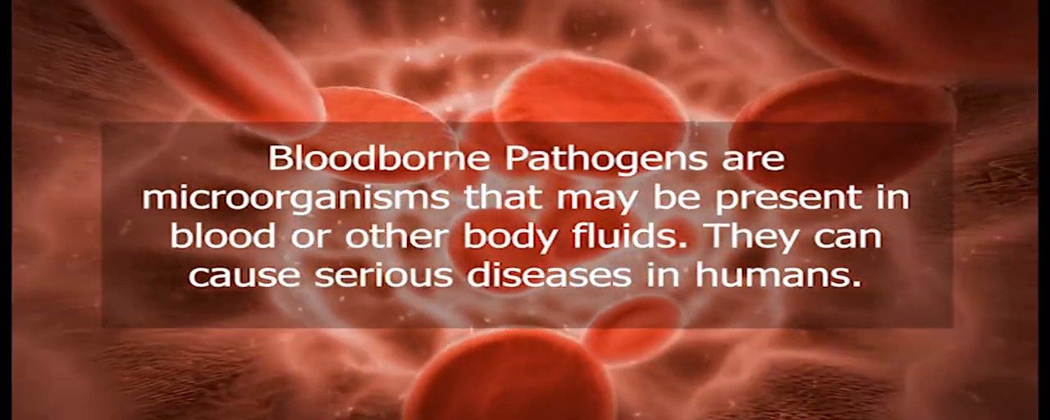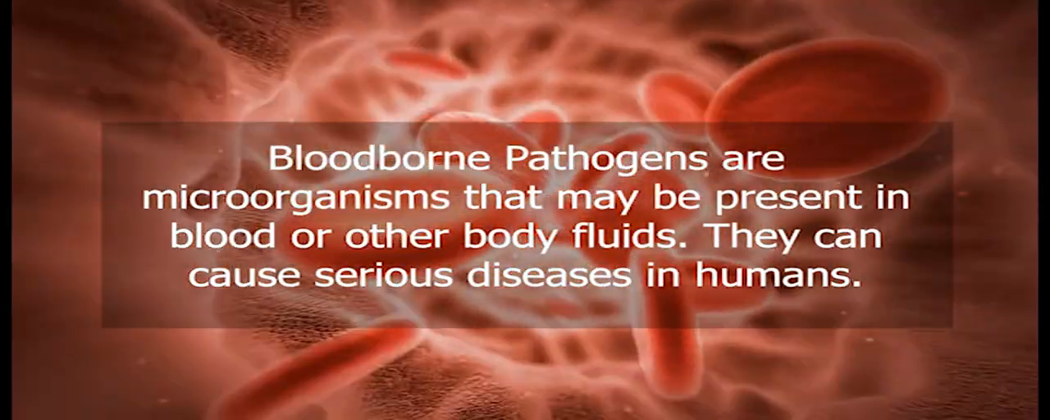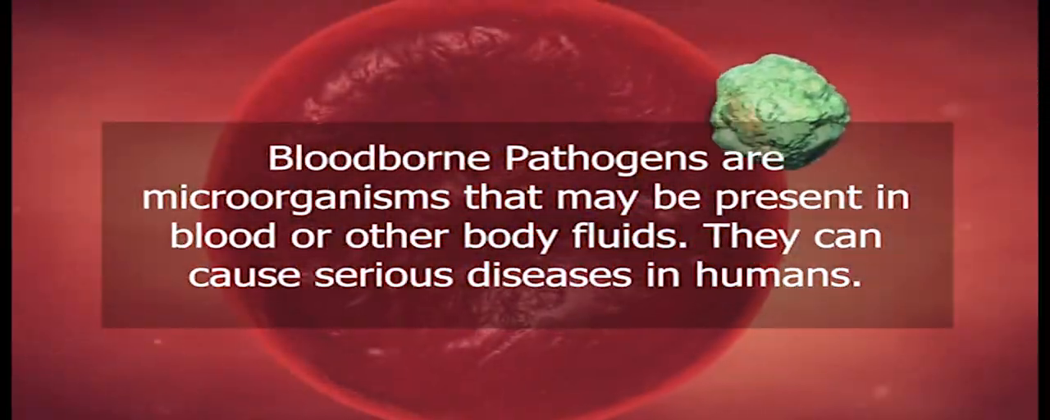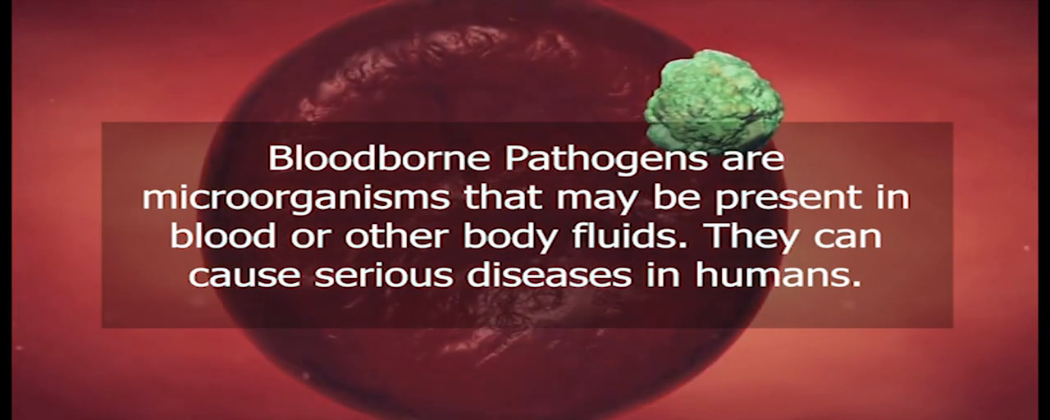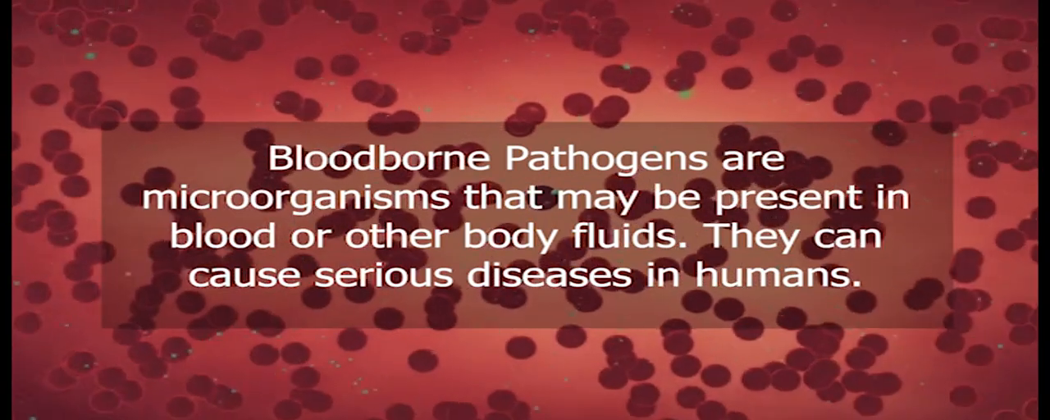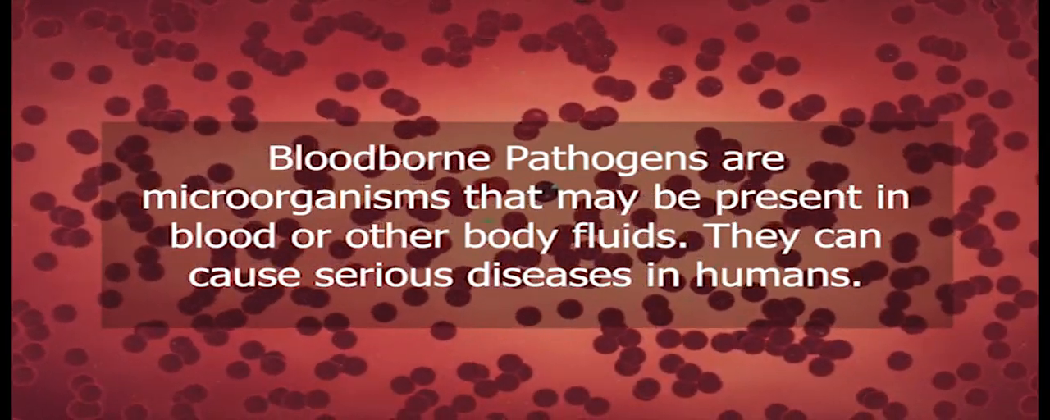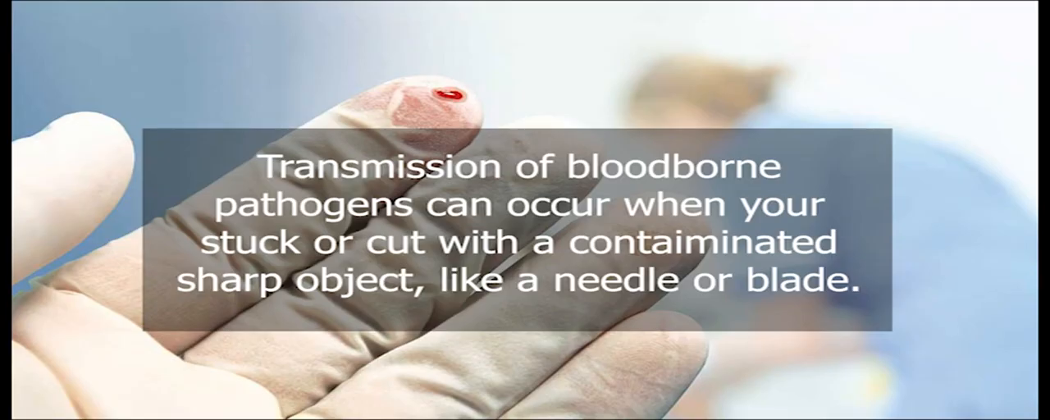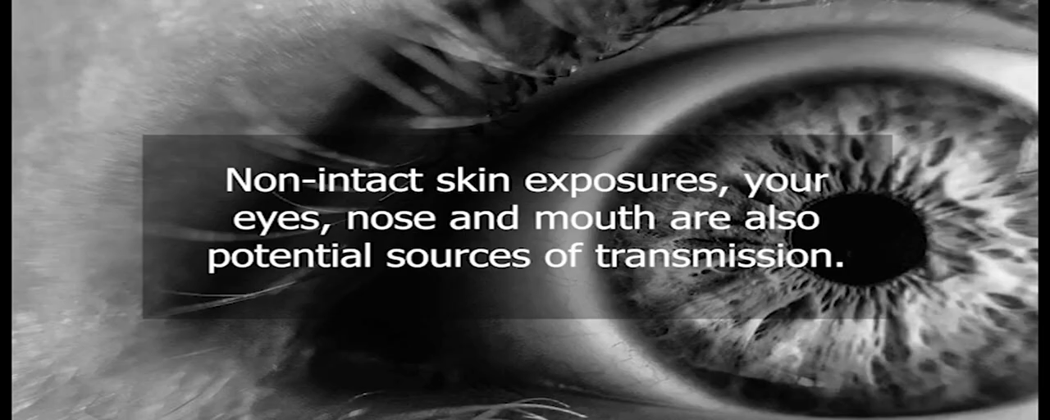So what are bloodborne pathogens? They're microorganisms that may be present in blood or other bodily fluids and can lead to serious disease in humans. Bloodborne pathogens include viruses, bacteria, fungi, prions, or other microorganisms including parasites. HIV, hepatitis B, and hepatitis C are 3 of the most frequently addressed. Transmission of bloodborne pathogens can occur when you're stuck or cut with a contaminated sharp object, like a needle or scalpel, or have an open wound that comes into contact with contaminated blood or other potentially infectious materials.